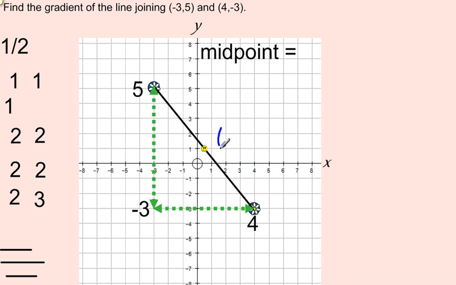So I can write the coordinates again, a half and 1. So just going through that quickly, again to work out the midpoint, I take my x's, add them together and divide by 2. I take my y's, add them together and divide by 2, and that gives me the midpoint.